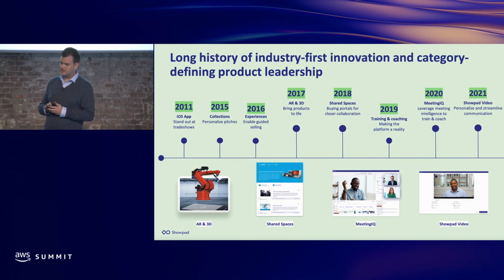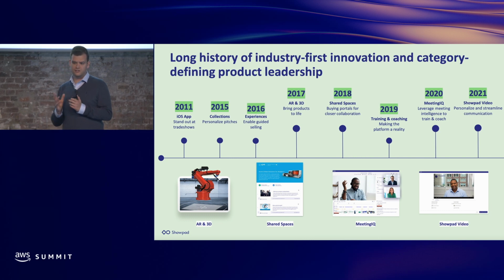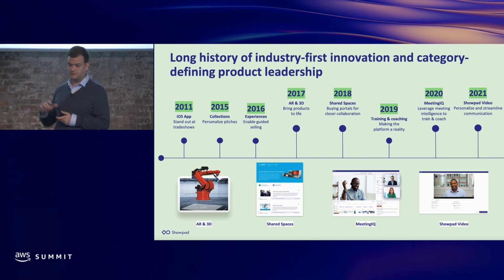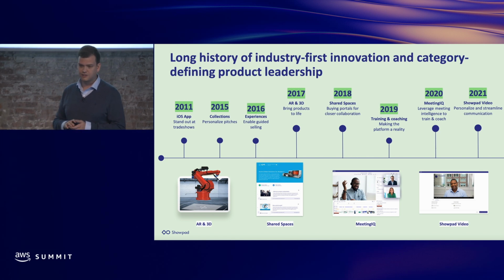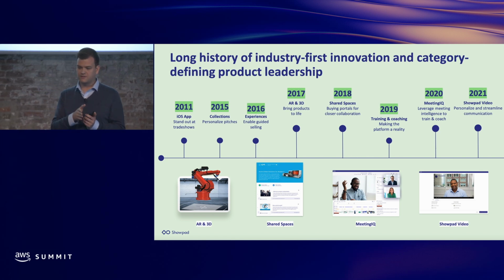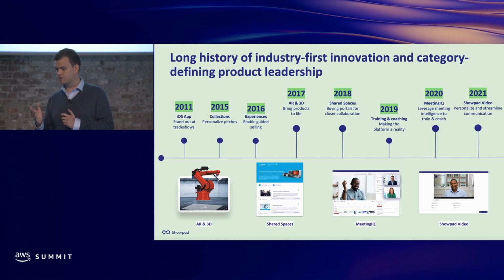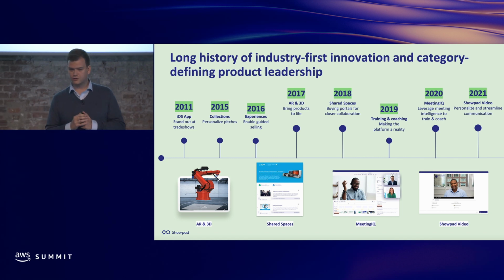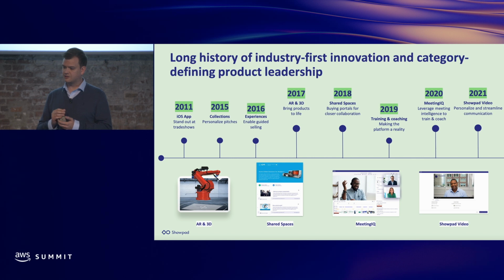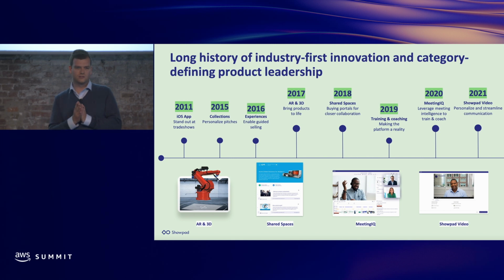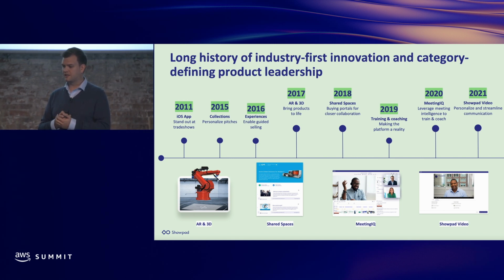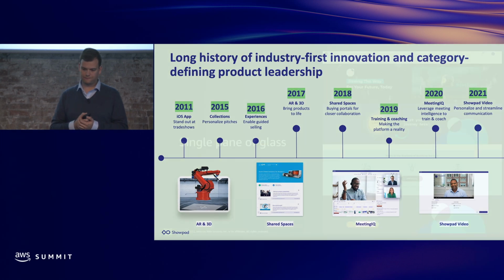Since our founding in 2011, we've continuously innovated to meet changing customer demands. We started off with a very simple iOS app that stood out at trade shows, and we continuously added new features on top of that over the years. For example, we brought products to life using AR and 3D. We introduced shared spaces to allow closer collaboration through buyer portals. About 2 years ago, we introduced Meeting IQ to leverage meeting intelligence, in particular to train and coach sales reps. And then last year, we introduced Showpad Video to personalize and streamline communication in the world of remote work.